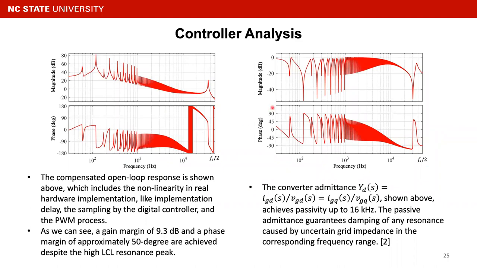On the right, the converter admittance YD, that is the current over grid voltage, is shown above, and it achieves passivity up to 16 kilohertz. The passive admittance guarantees damping of any resonance caused by the uncertain grid impedance in the corresponding frequency range. For more detail on the controller analysis and the passivity theory, you can refer to our published paper here.